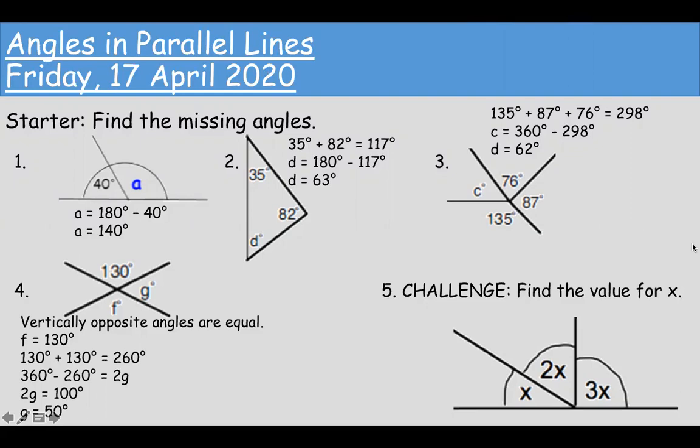X equals 30, Joe. 30. Sure, x equals 30, sir.